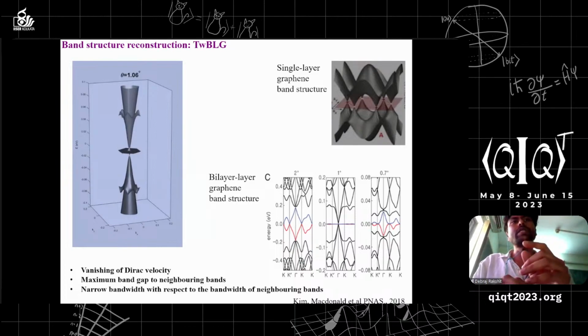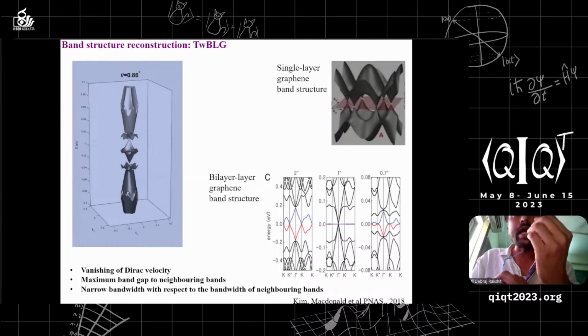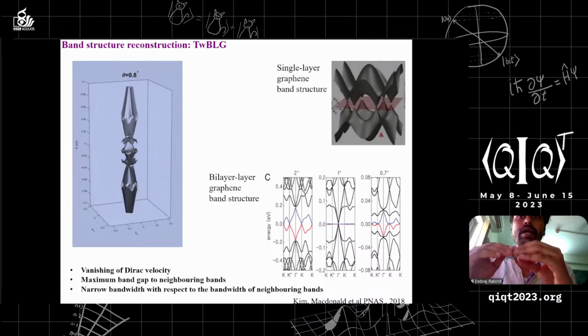So this is called a magic angle. And then you can keep on playing this game. At even smaller angles, you will keep on repeating a similar kind of band structure. So there are a set of angles where this kind of band structure will repeat, like the flat band and the Dirac cones and things like that. These particular angles are called magic angles.